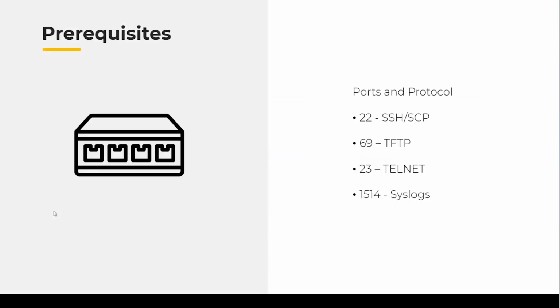The following are the prerequisite ports that need to be free and the respective protocols that would be used. The SSH SCP port is 22, TFTP is 69, Telnet is 23, and finally, as mentioned before, the UDP port will be 1514 for the Firewall Analyzer to receive the syslogs.